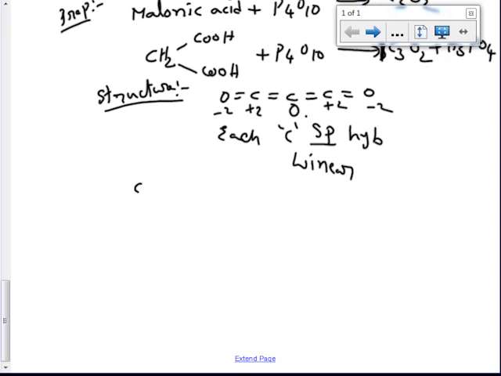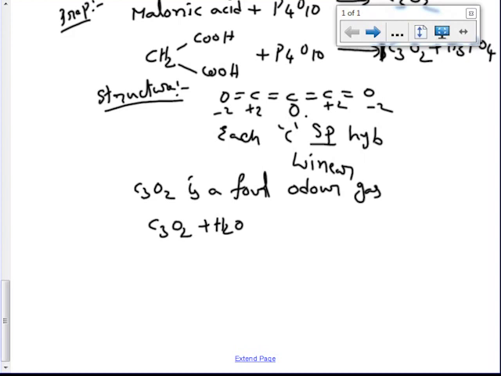C3O2 is a foul-smelling gas, and on hydrolysis it gives malonic acid, CH2(COOH)2. It looks like the reverse of the preparation reaction. If you put in a dehydrating agent with malonic acid and remove the water, we can get C3O2.